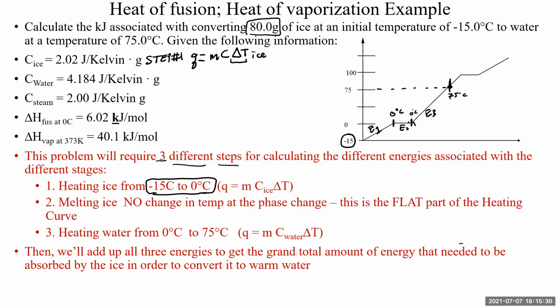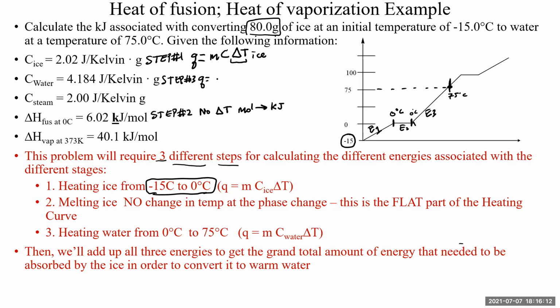Step 2, we're going to melt the ice at the same temperature. That's going to involve the heat of fusion. Melting the ice, no delta T. So that's simply a conversion of moles to kilojoules using the heat of fusion information. And then finally, once we have water at 0 degrees Celsius, we're going to warm it up from 0 degrees Celsius to 75 degrees Celsius. That's going to involve the specific heat of water. That's our step 3.